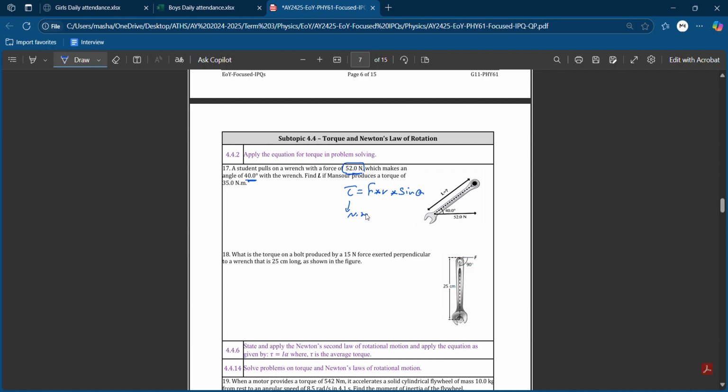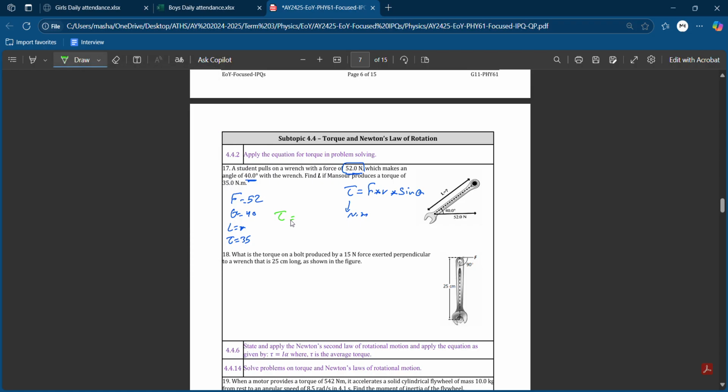A student pulls a wrench with a force. He gave me F, which is 52, which makes an angle theta, which is 40. Find L, which is similar to R, that produces a torque of 35 Newton meters. So again, apply it straightforwardly.